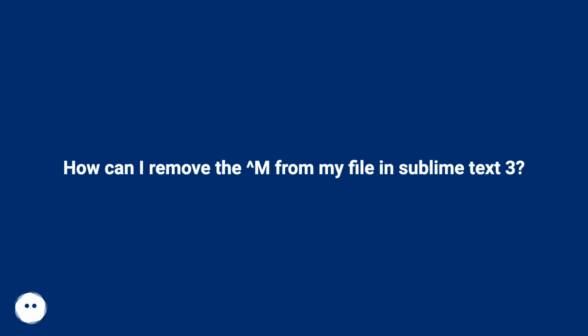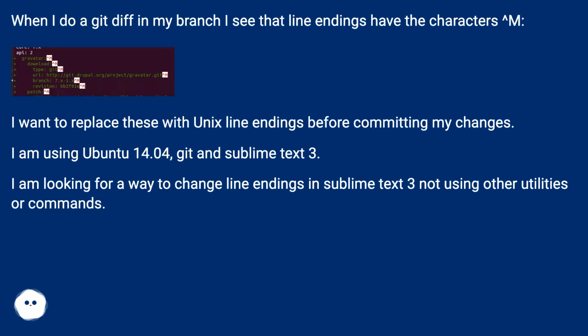How can I remove the ^M from my file in Sublime Text 3? When I do a git diff in my branch, I see that line endings have the characters ^M. I want to replace these with Unix line endings before committing my changes. I am using Ubuntu 14.04, Git and Sublime Text 3. I am looking for a way to change line endings in Sublime Text 3 not using other utilities or commands.